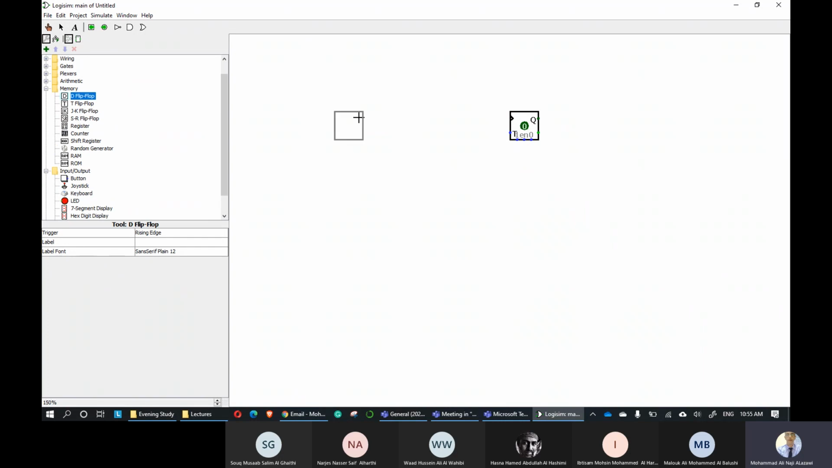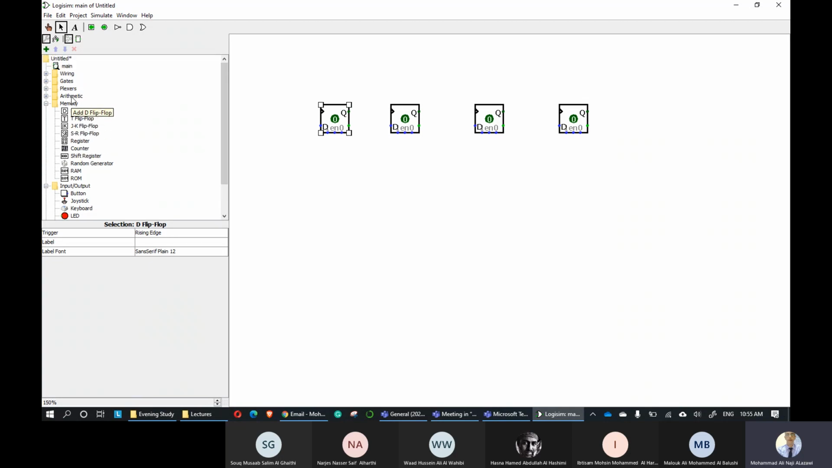Let's take the D flip-flop also, or let's implement first the shift register. So this is the D flip-flop. Let's take 4. Now the clock pulse. I'm just searching for it. Where can I find it? I think it's in the input gate arithmetics wiring. Yeah, this is the clock. It's better not to use the clock because we want to do it one by one.